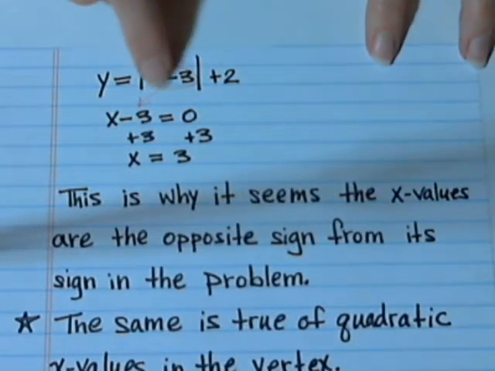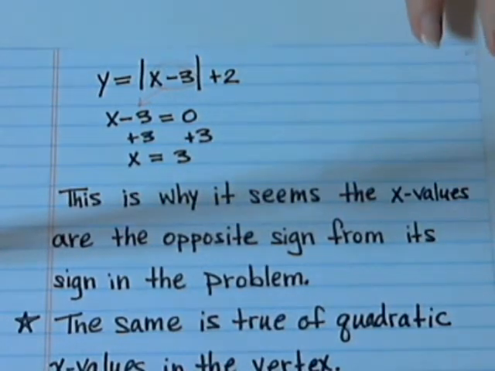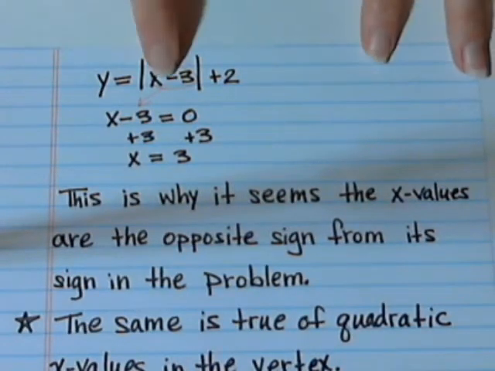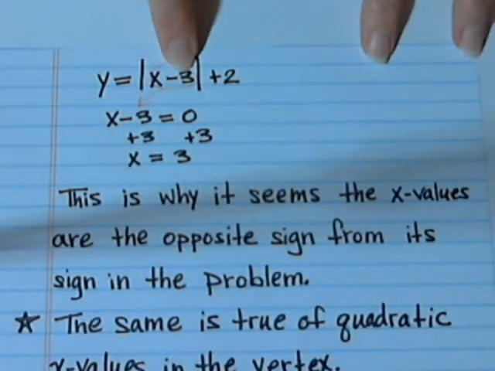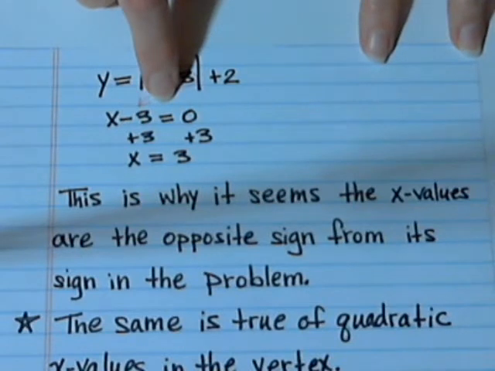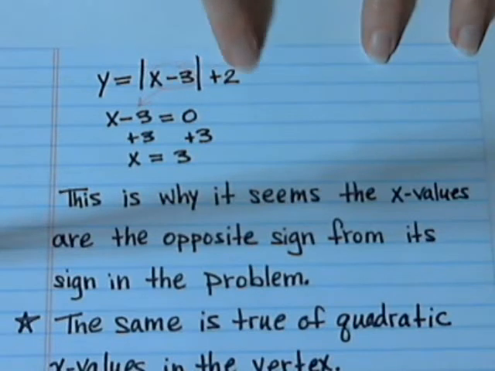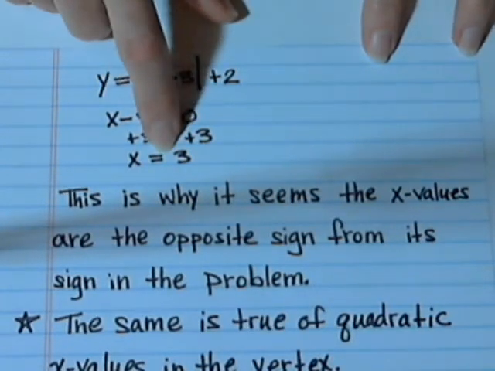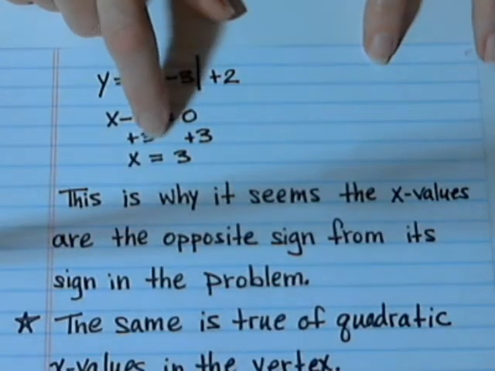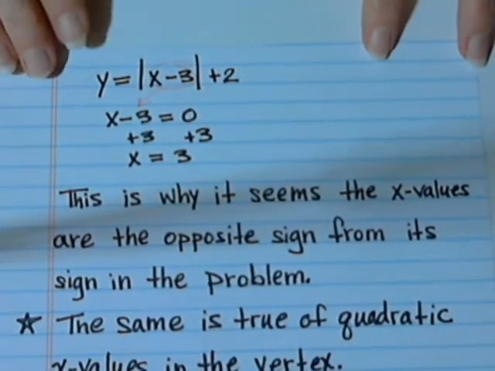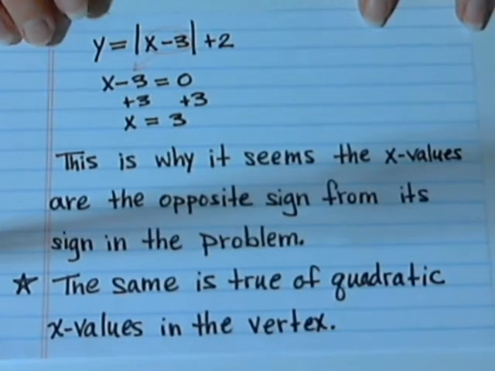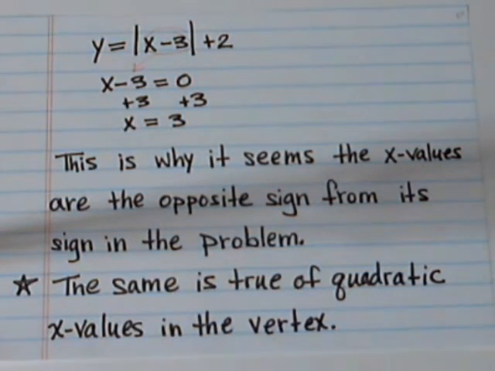Well, here's why. To get your vertex for that absolute value equation, you take this statement within the absolute value symbols and set it equal to 0. If I solve this, I get x equals 3. So this vertex was (3, 2), because I set this equal to 0 and I solve for x. What do I get for x? I get a +3. And this is why it seems that the x value is the opposite sign from its sign in the problem. And this is the same with the quadratic x values in the vertex.